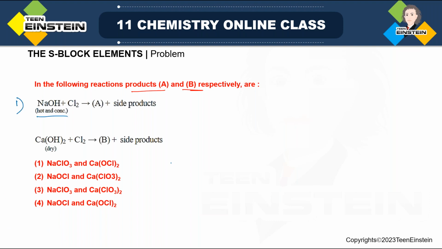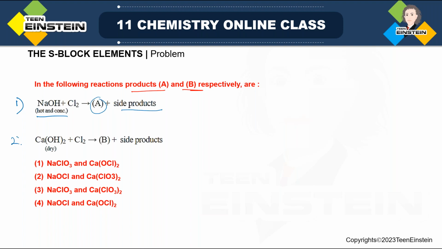Now the mention of hot and concentrated is important, because if you have taken a dilute solution or a cold solution of NaOH and you are treating it with chlorine, then obviously the products are different. So it is specifically mentioned: hot and concentrated NaOH reacting with chlorine, we are getting A, and there are some side products. But this is important because we have to find it in the options.